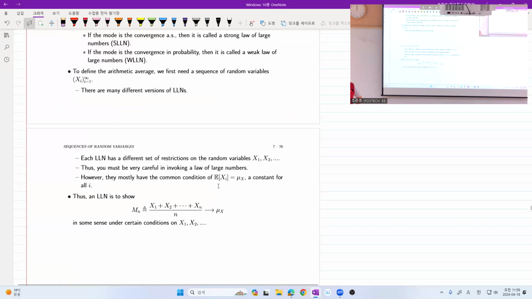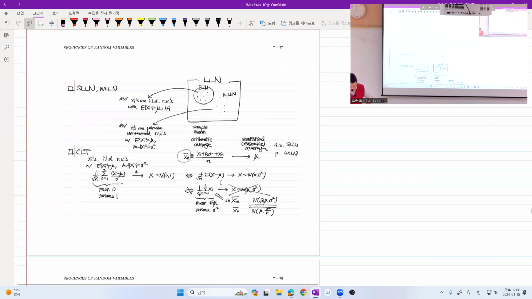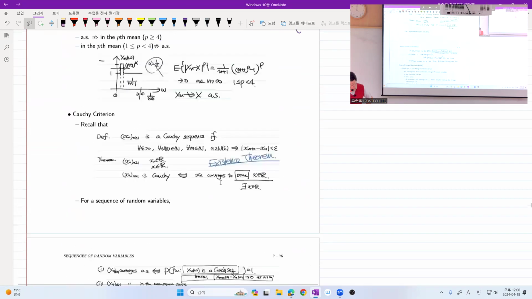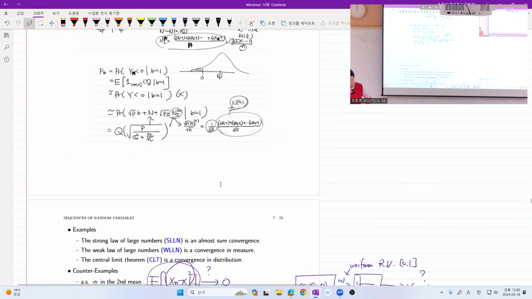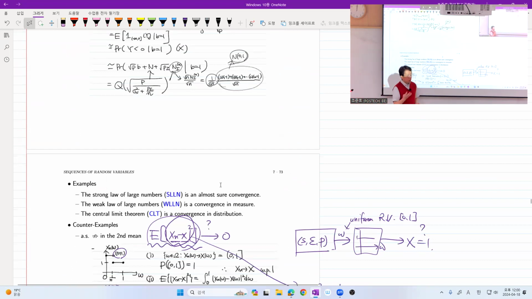What else do we have? It seems I don't have other examples here, but anyway, this seems good enough for some counterexamples. I remember I put more examples. Where are they? It seems I've taken them out because they are too lengthy. But anyway, we've just introduced 4 modes of convergence of a sequence of random variables to another random variable, right?